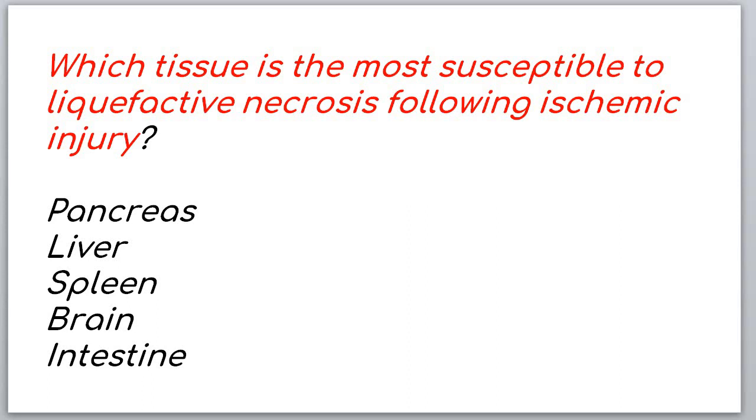Which tissue is the most susceptible to liquefactive necrosis following ischemic injury? Option A, pancreas. Option B, liver. Option C, spleen. Option D, brain. Option E, intestine. Option D, brain, is the correct option.